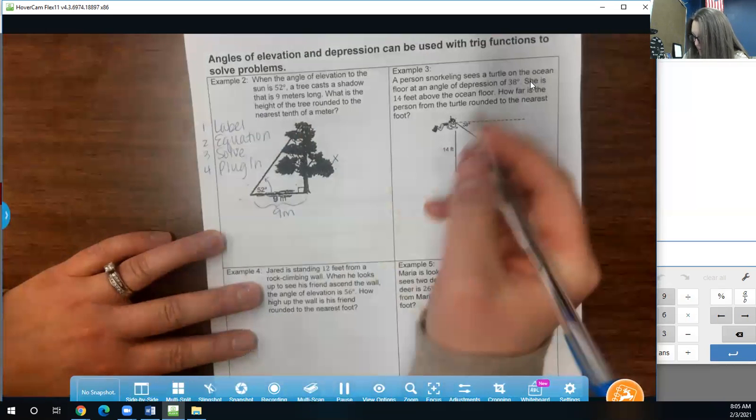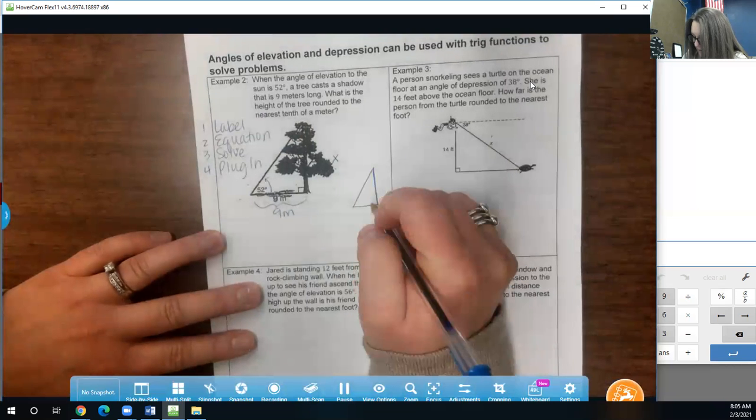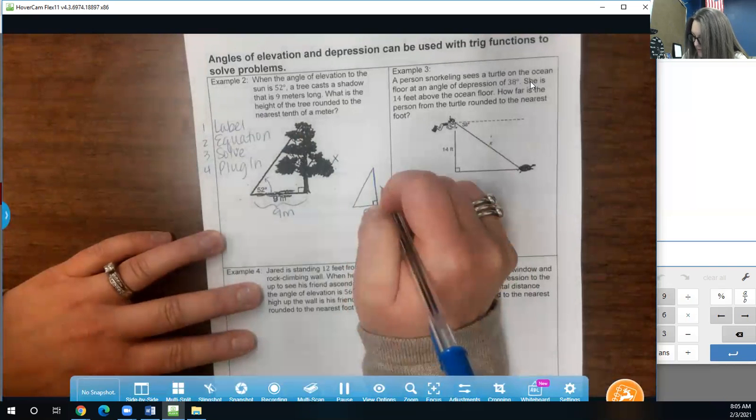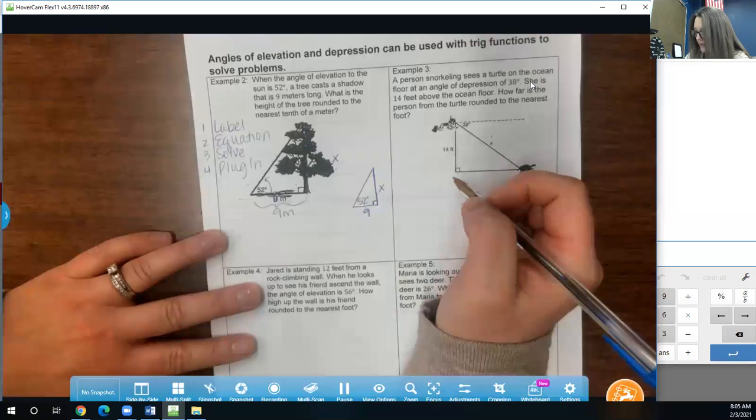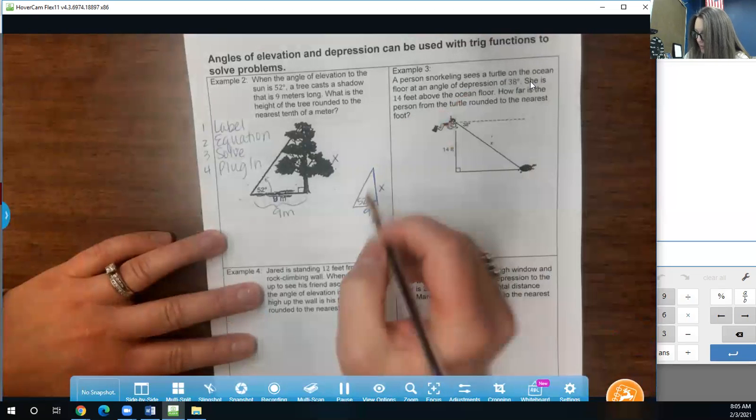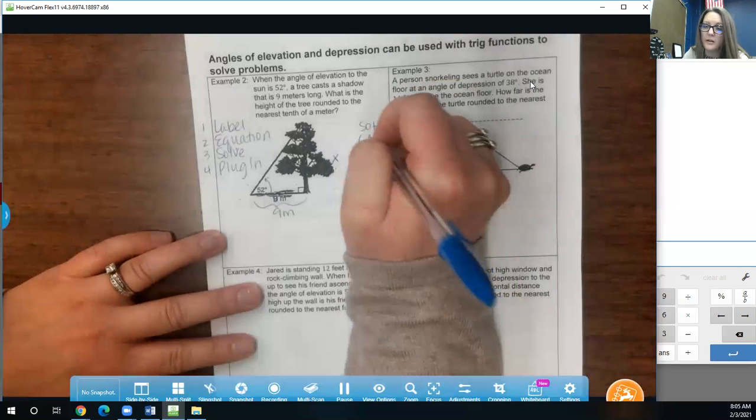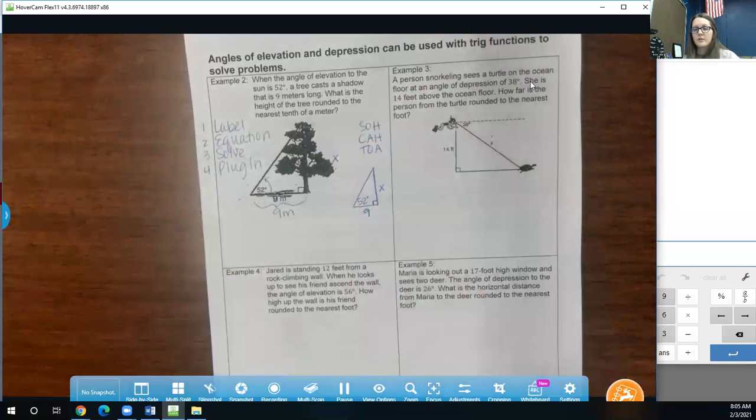So let's think about this in triangle form, because sometimes when I have it with a picture, it gets a little bit confusing. Here's my right angle. This is 9. This is X. And this is 52. So this looks familiar, right? All right, so we've labeled, and now we're going to decide which equation to use. Are we going to use SOH, CAH, or TOA, right? Still coming in with our trig functions there.